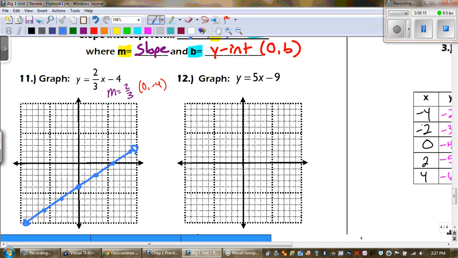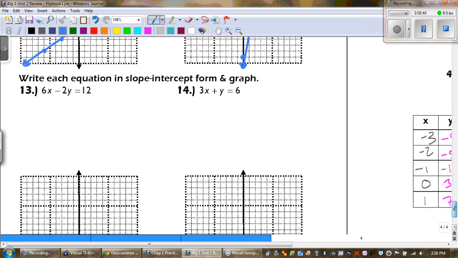Okay, number 12. Your slope is 5, and I'm going to write that as a fraction. It's 5 over 1. And the b is 0, -9. So guys, go ahead and pause the video and see if you can graph this one all on your own. Good luck. Okay, and there you go. All right, let's look at the bottom part.